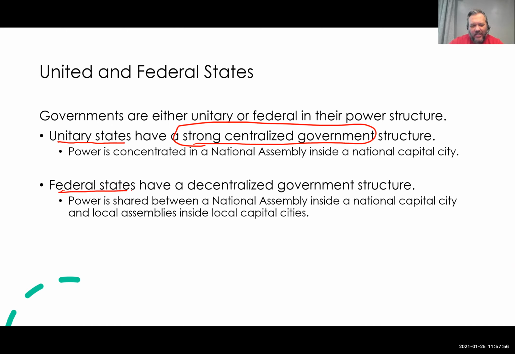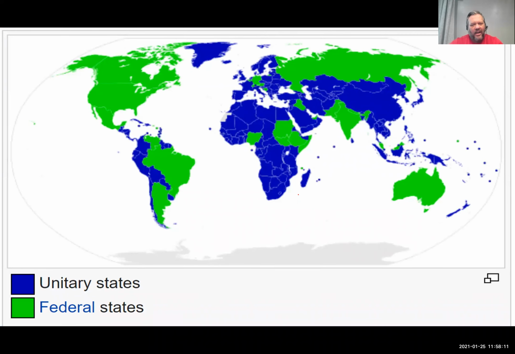Federal states, like we have, have a decentralized government, meaning the federal government does some, the state governments do some, and then local governments do a little bit. So that's kind of the difference. So let's take a look, and we'll get into some more specifics here shortly.